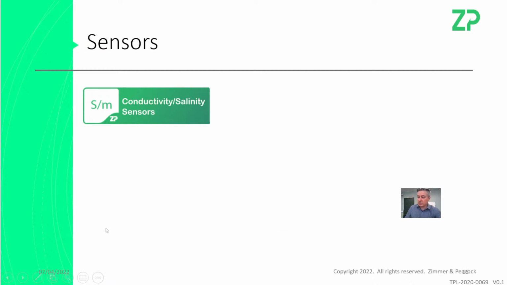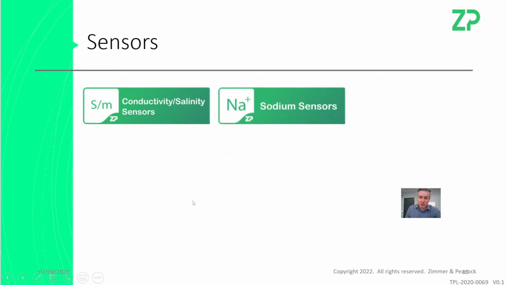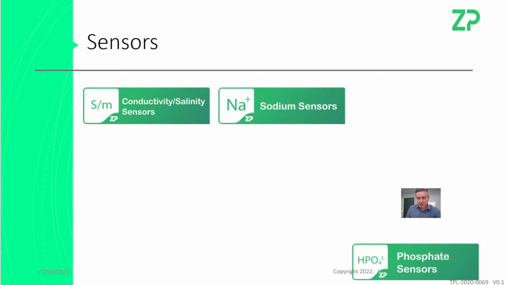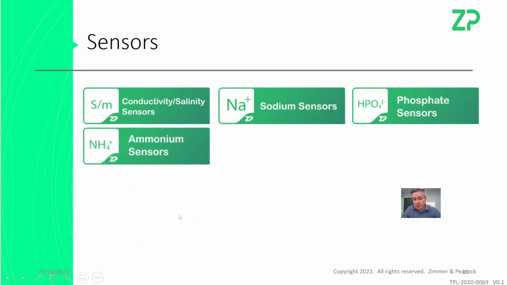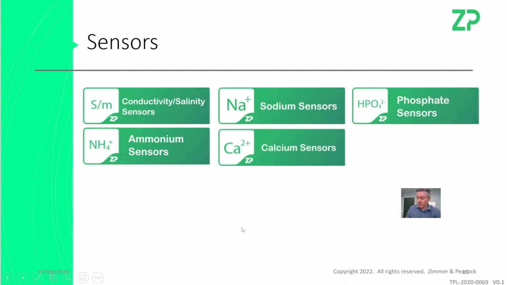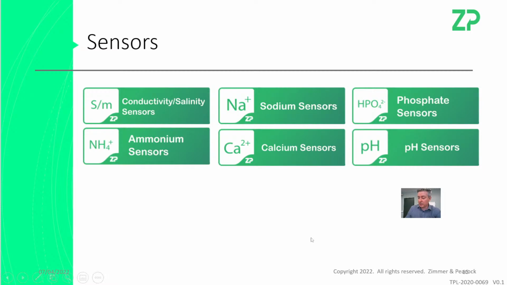We have conductivity sensors, which could be used for salinity testing. We have sodium sensors, which can also be used for salinity testing. Phosphate sensors, which can be used for water quality, especially with agricultural runoff. Ammonium sensors, also linked to water quality and the impact of farming. Calcium sensors, which was specifically called out by the inquirer. With water quality, everyone's always interested in pH sensors, and we definitely have pH sensors.